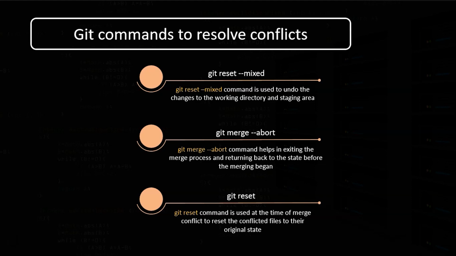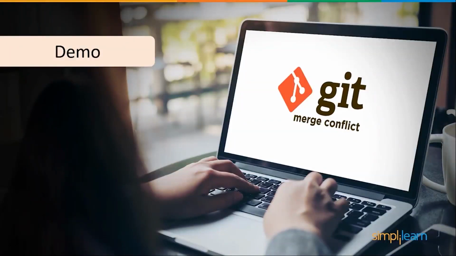So these are a couple of commands which we can use in order to resolve merge conflicts in a Git repository. Now that was something we were trying to understand: what exactly Git merge is, how it originated, how Git merge conflicts get created, and how we can resolve them. Now let's go for a proper demo on this so that we can understand how exactly Git merge conflicts really work and how we can resolve them.